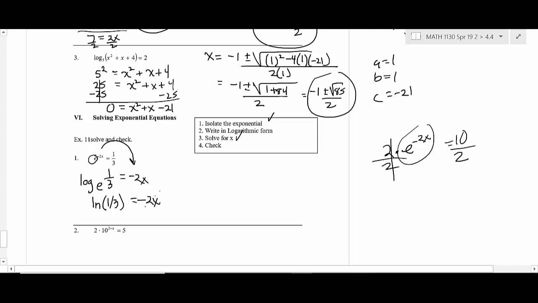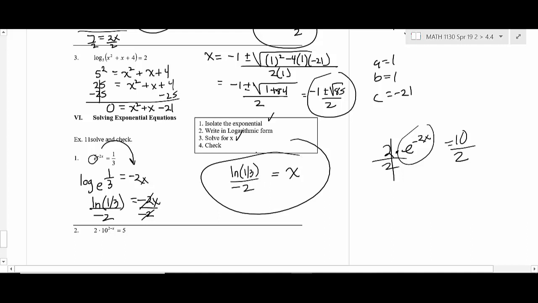We don't want to get a decimal on this. We just want to get an exact answer. So you could divide both sides by -2. So you would get x equals ln of 1/3 over -2 is the exact answer to that problem. Okay, all right. So that's how that one would work out then. All right. Any question on that? Okay.